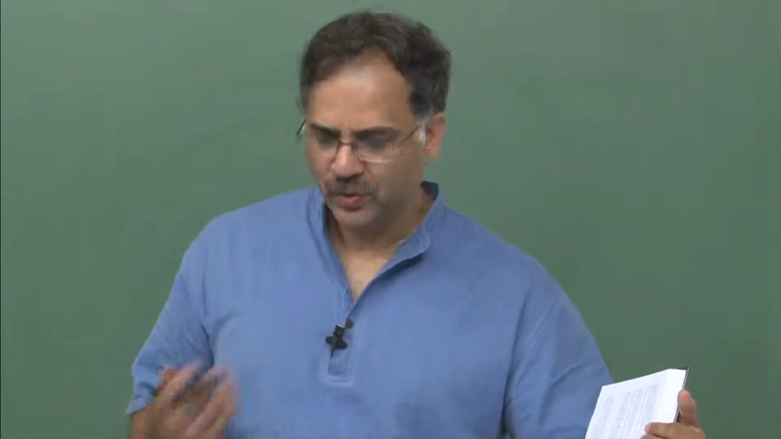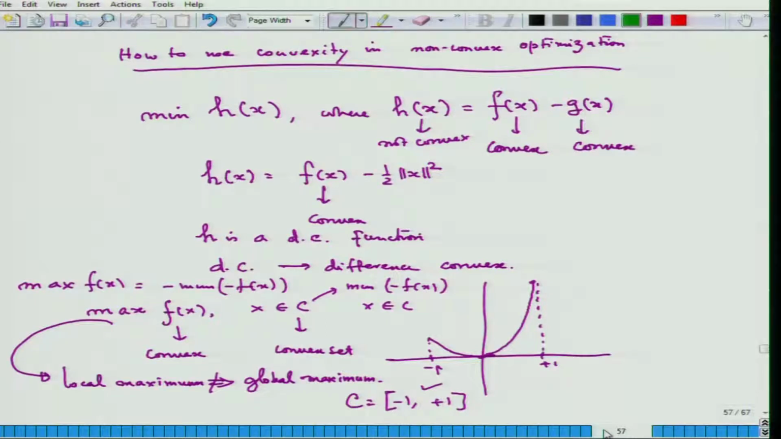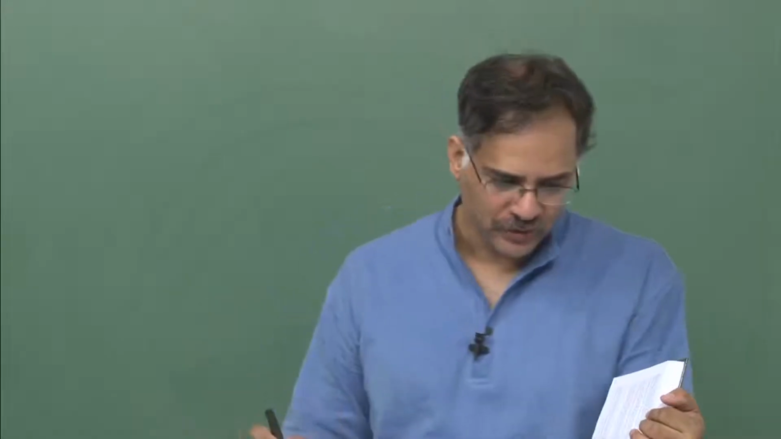So, yesterday we started at the end, trying to describe what we are supposed to do today: to look at problems which are actually non-convex in nature, but which can be tackled by using the properties of convex functions. Observe, for example, the minimization of the difference of two convex functions over x, an element of R n. Here we have two convex functions, so you can use some properties of convexity, and we are also talking about the maximization of a convex function, which we have shown to be a non-convex problem.